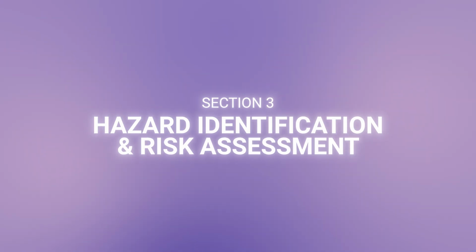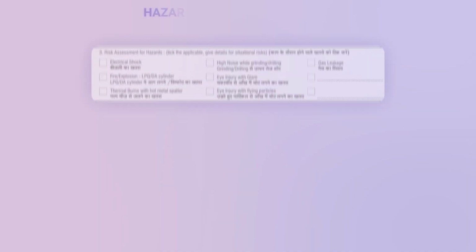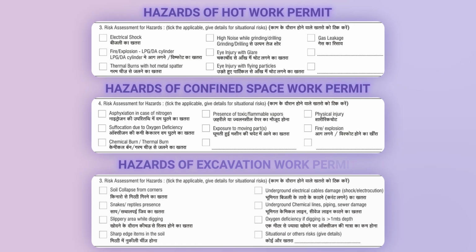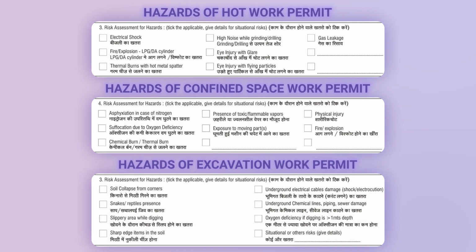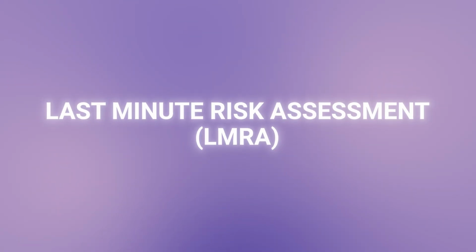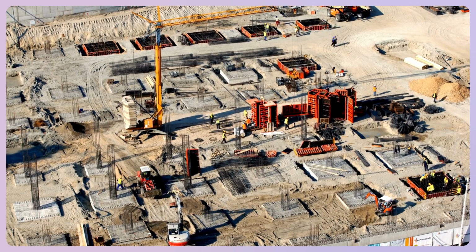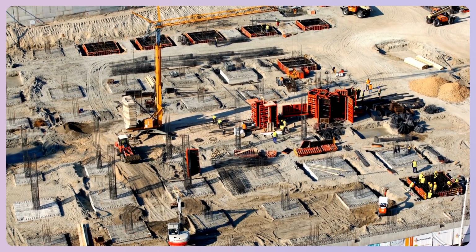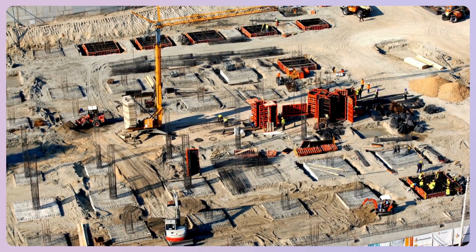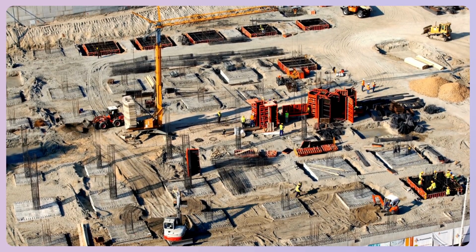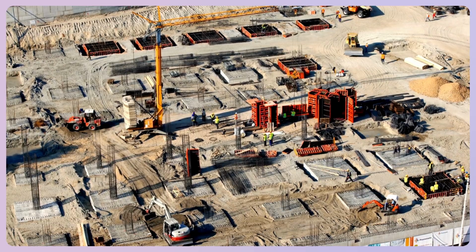Hazard identification and risk assessment. In a permit to work system, the risk assessment is conducted using specific checkpoints which are tailored to the type of PTW being issued. In a permit to work system, conducting a last-minute risk assessment, LMRA, is a crucial step to identify and address any additional risk that may have arisen due to dynamic and evolving site conditions.